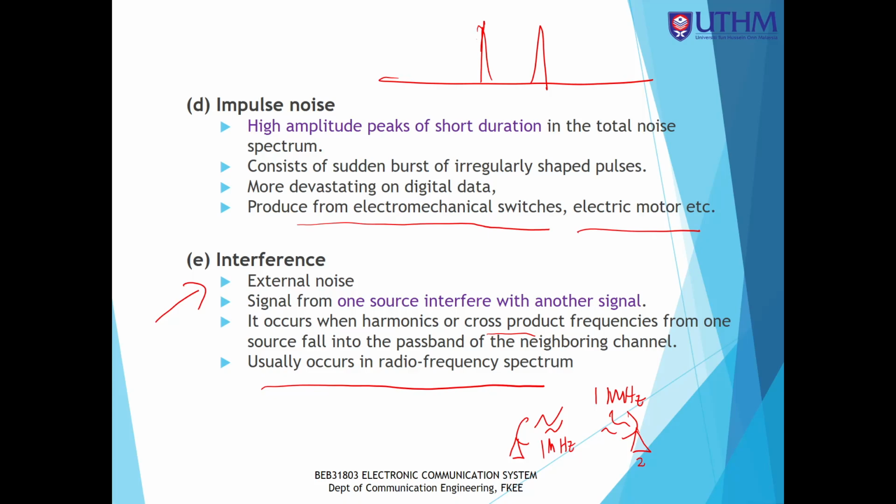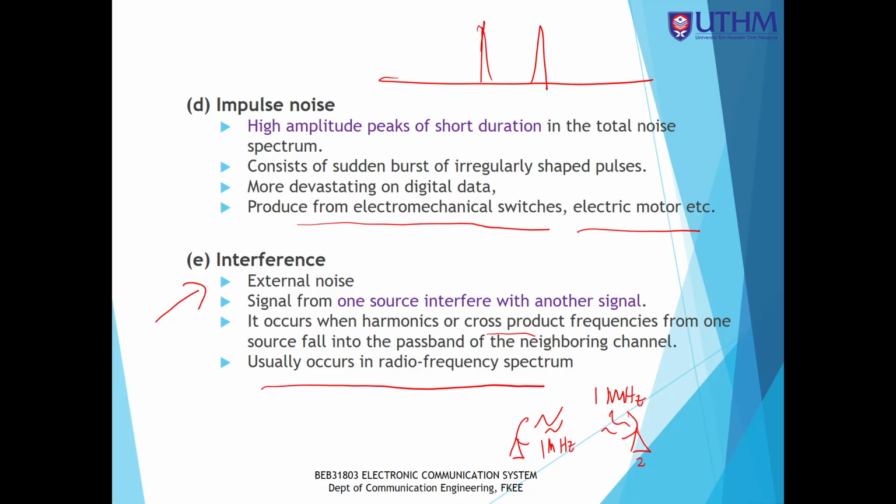Dia akan mengakibatkan interference. So when the interference happens, the receiver will have difficulty differentiating the original signal. Okay, receiver akan mengalami masalah untuk mengenal pasti sumber dari mana, ataupun dia sukar untuk menukar signal itu kepada original signal. Okay, the receiver will have the problem to convert into the original signal.